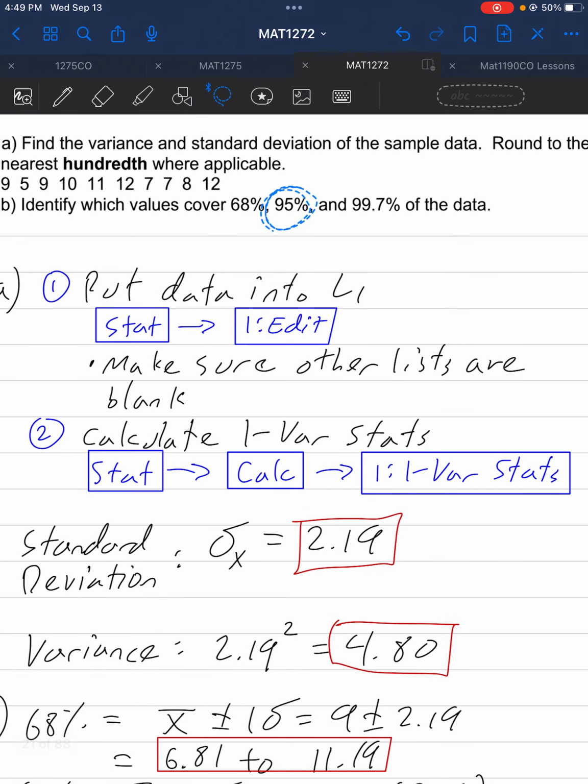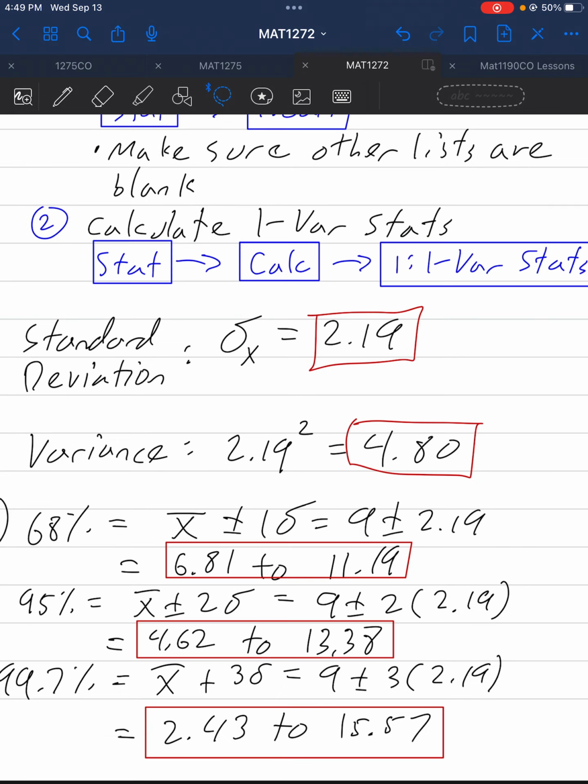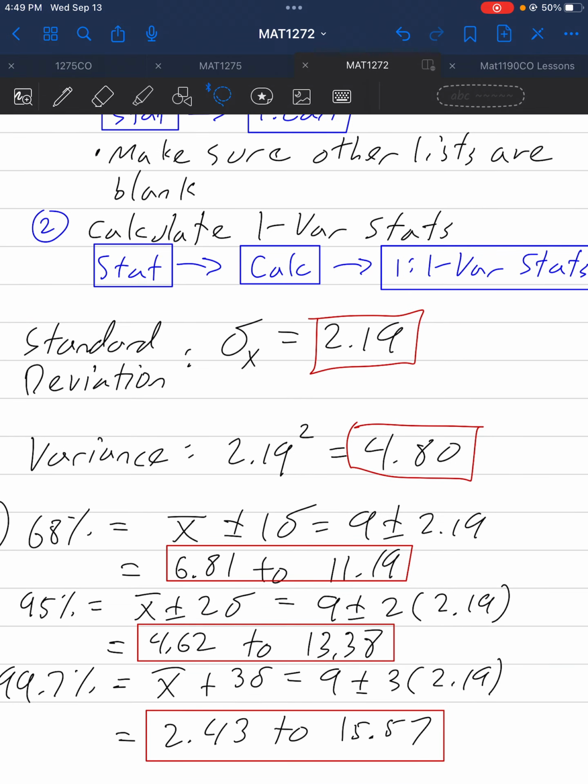95% of the data is going to be covered within two standard deviations. So the same process, just now this 2.19 standard deviation number has to get multiplied by 2 in order to find the range of 95% of the data. So 4.62, which is the result of 9 minus 2 times 2.19, and 9 plus 2 times 2.19, to get an upper boundary of 13.38.